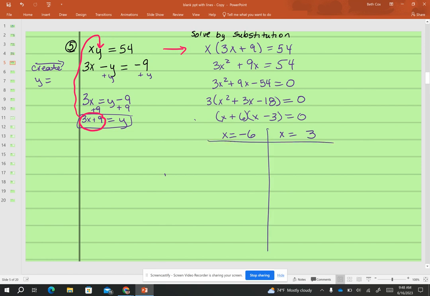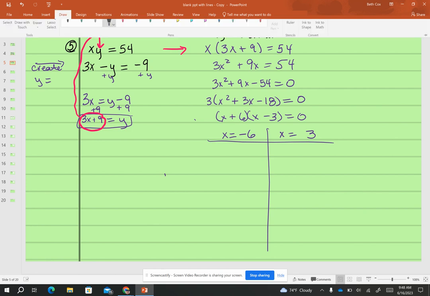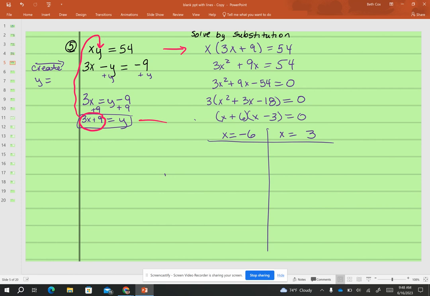Now I'm going to plug these back into the original. I can plug them into either the original or I can plug it into the one I created. Why don't we do that? We can plug it into this one right here. So if x is negative 6, I can figure out what y is.